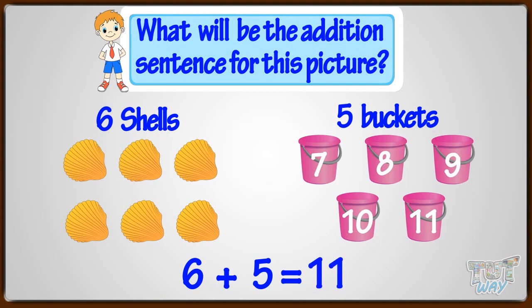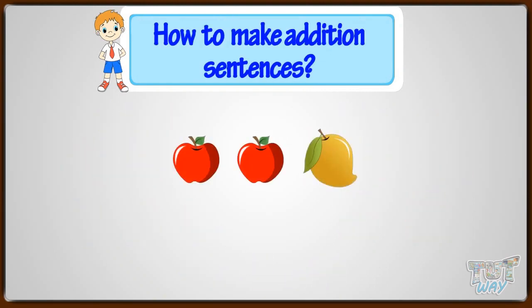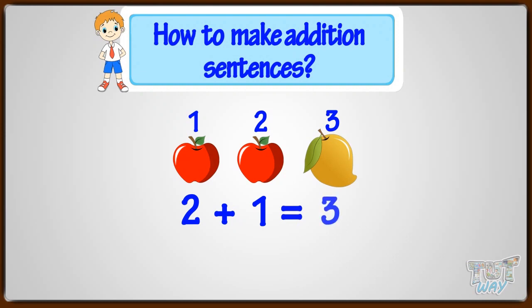Good! So what have we learned? We have learned how to make addition sentences. We need to count the number of things separately and write them with a sign of plus between them, like this. And then count the number of things all together and write with a sign of equal, like this. And the addition sentence is ready.